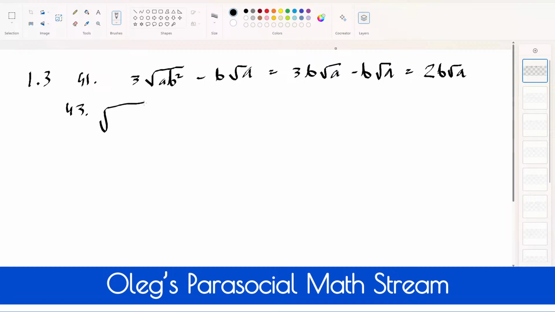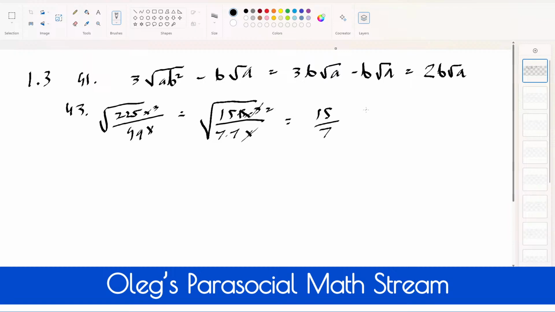43. We have 225 over x to the 3rd power over 49x. They're all perfect squares, so this is good. So then we have 15 times x to the 3rd power times 15, and then we have 7 times 7 times x. Let's get rid of the x squared. So then we're going to pull out the 15 and the 7, and we're going to pull out an x, because we had x squared, so we had to pay the toll. We had to drop one of the 2 15s, one of the 2 7s, and one of the 2 x's. Okay.